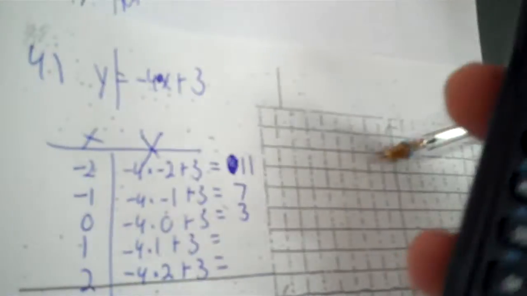So it goes from 11 to 7 to 3. Then it's going to go into the negatives. Add 3, negative 1. Negative 5.